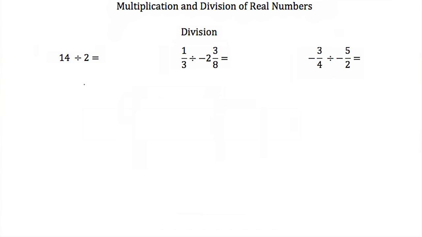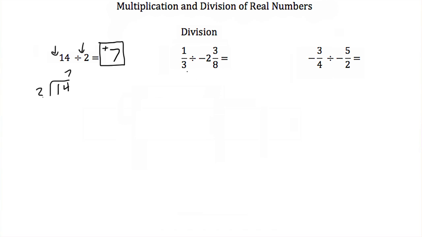Here we have 14 divided by 2. So 14 divided by 2 is equal to 7, and these are both positive numbers, so our 7 is positive. Now let's look at the second example.